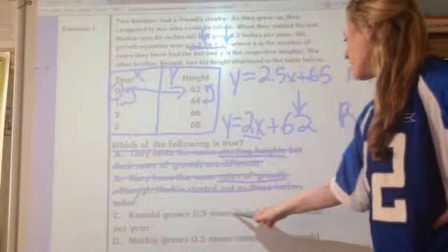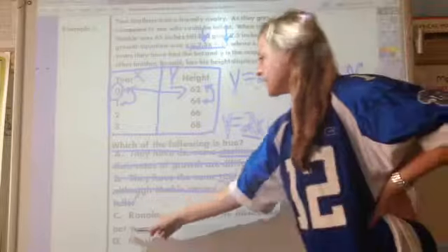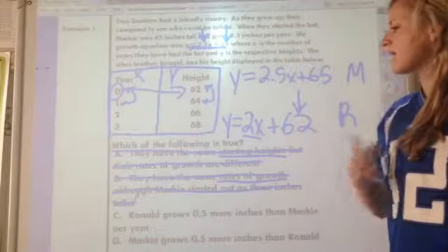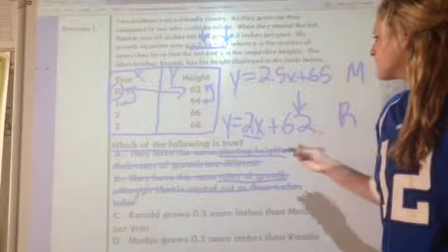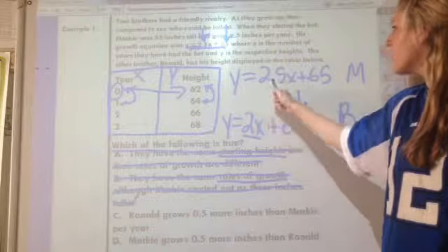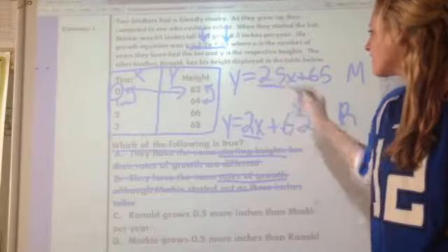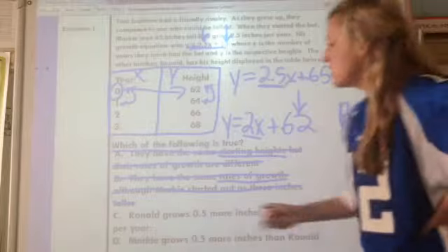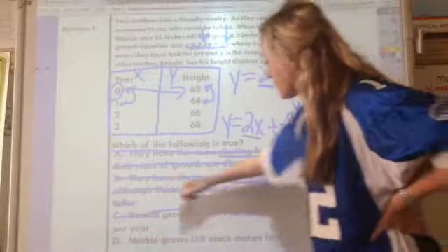All right, C. Ronald grows 0.5 more inches than Marky per year. That would mean that he would have a larger slope. And that also cannot be true because Ronald grows 2 inches per year, while Marky is growing at a rate of 2.5 inches per year, per my slope. So I know that answer choice C cannot be correct.